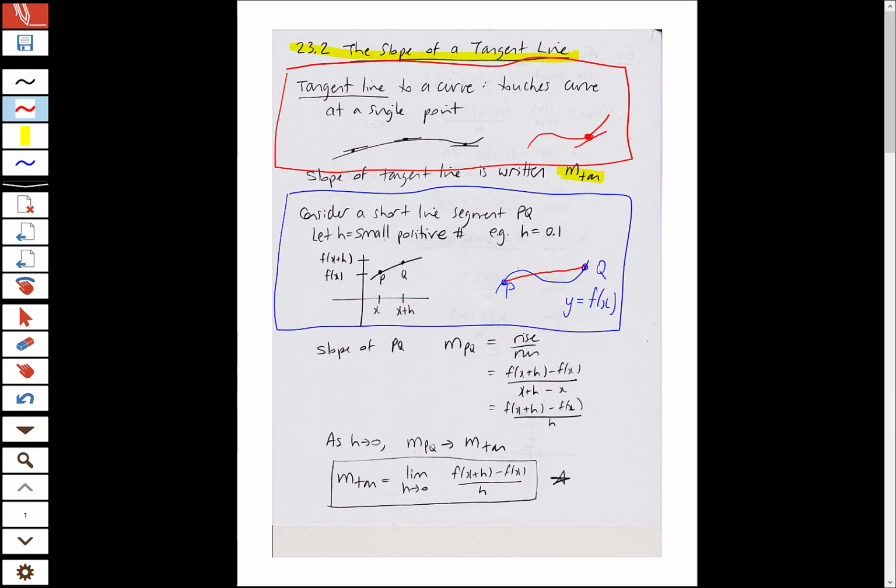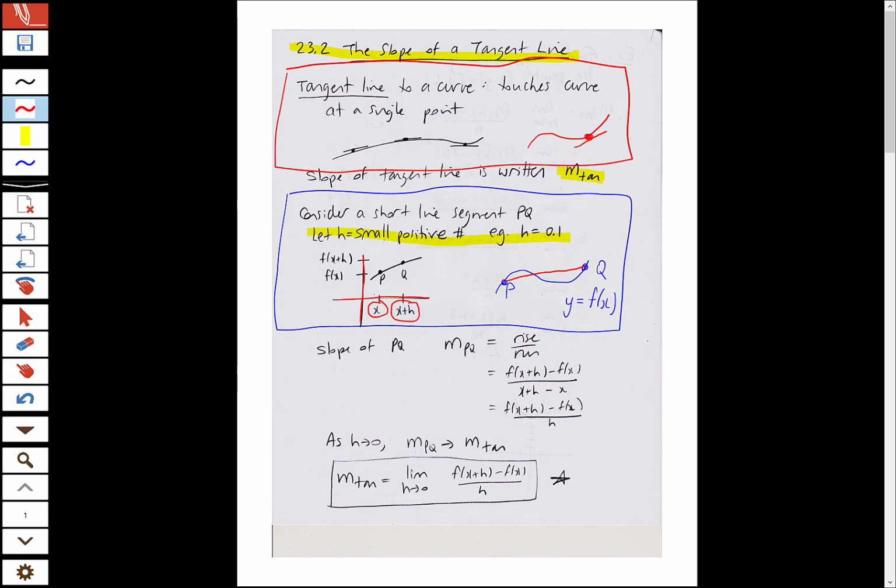Now let's imagine that these points P and Q are close together. So we're going to let little h be a small positive number. You can imagine something like h equals 0.1 or h equals 0.01 for the sake of this discussion. If we want to represent the fact that P and Q are close together, we can think about the coordinates of P and Q. If P has an x value of x, then the x coordinate of Q could be something like x plus h. So the fact that h is a small number is just like saying these 2 points are close together. Their x coordinates are pretty close.